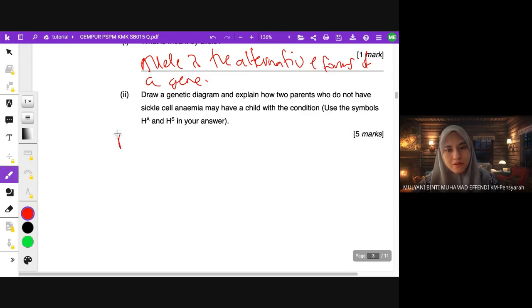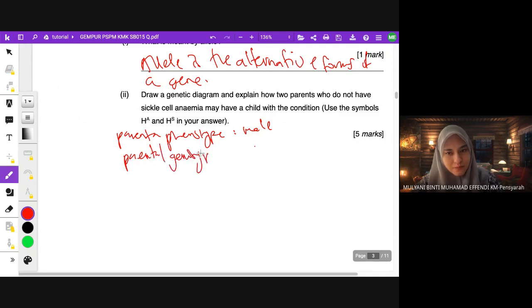So don't forget the parental phenotype. So untuk yang male adalah normal. So untuk parental genotype, so HA, HS. Kahwinkan dengan female normal juga, HA dengan HS. How to parents who do not have sickle cell anemia, or do not have lah kan. Okay. Tapi anak dia ada. So mestilah heterozygous kan, bukan homozygous. Okay, so kita keluarkan gamitnya.